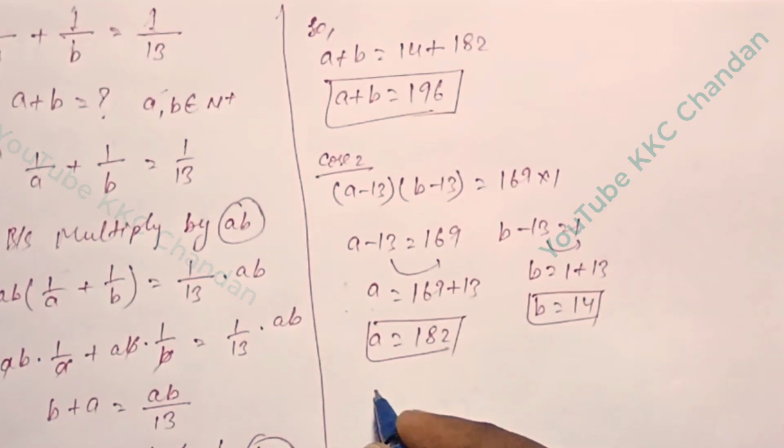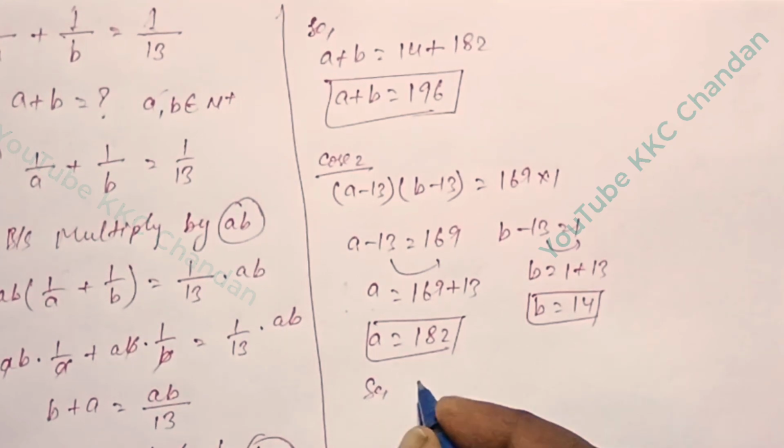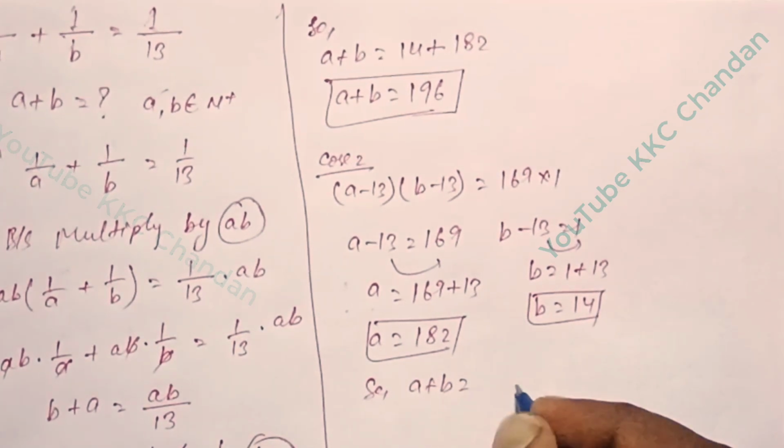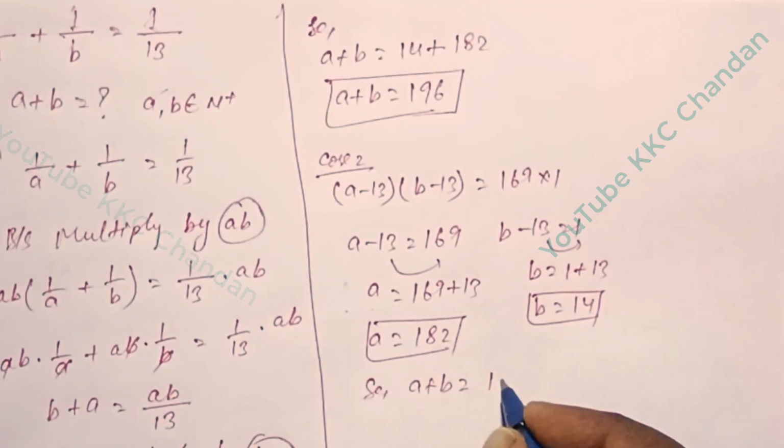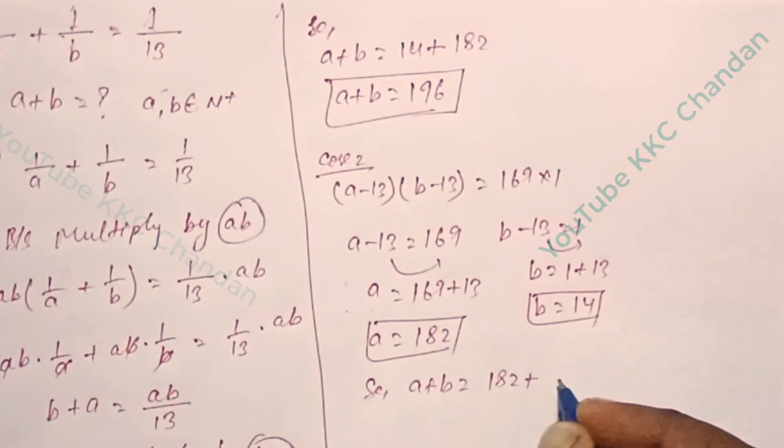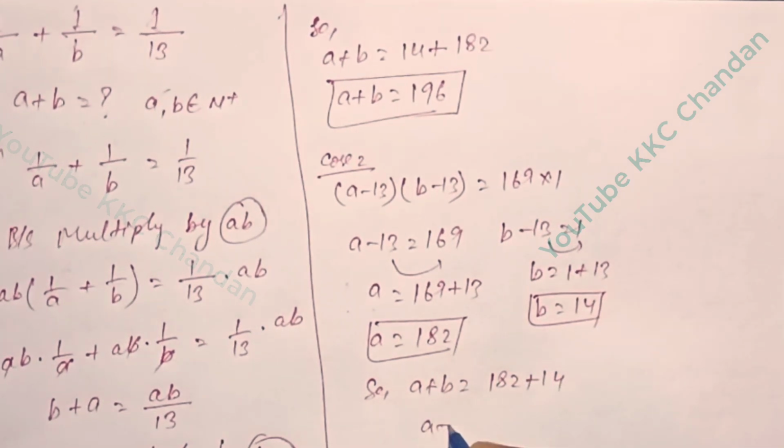Therefore a plus b is equal to how much? A value 182 plus b value 14. Therefore a plus b is equal to 196. This is case number 2.